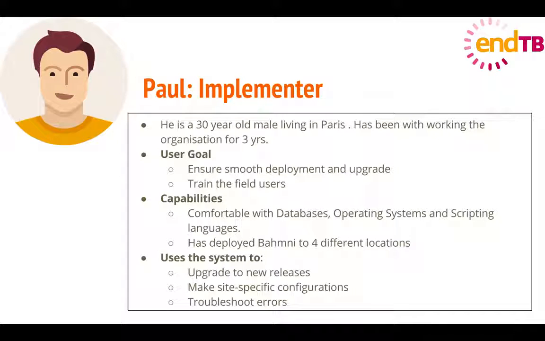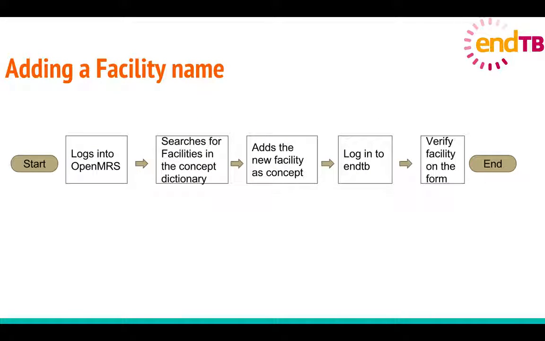Now, his capabilities lie around the fact that he is very comfortable with databases, operating systems, and scripting languages. And he is quite comfortable with Bahmni as well because he's already deployed it to 4 different locations. And he uses the system to upgrade to new releases. He makes site-specific configurations, and he also troubleshoots errors that are raised by the field users. So, there are a lot of things that an implementer would do with a system.